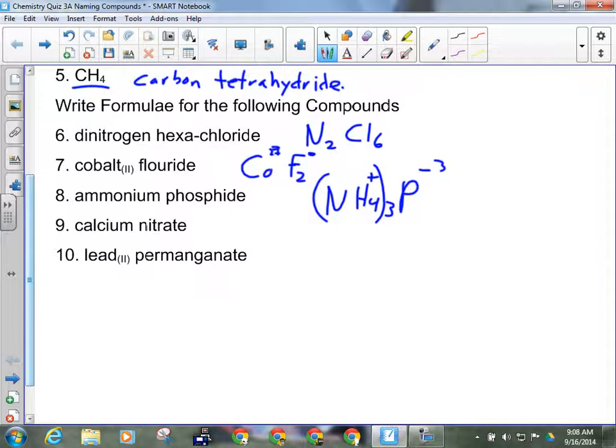Okay, calcium nitrate. Okay, calcium's a metal, so we're swapping and dropping again. It's 2+. Nitrate is NO3, and it's a -1. So when I drop and swap, I need brackets again. And the 2 goes outside of the brackets.